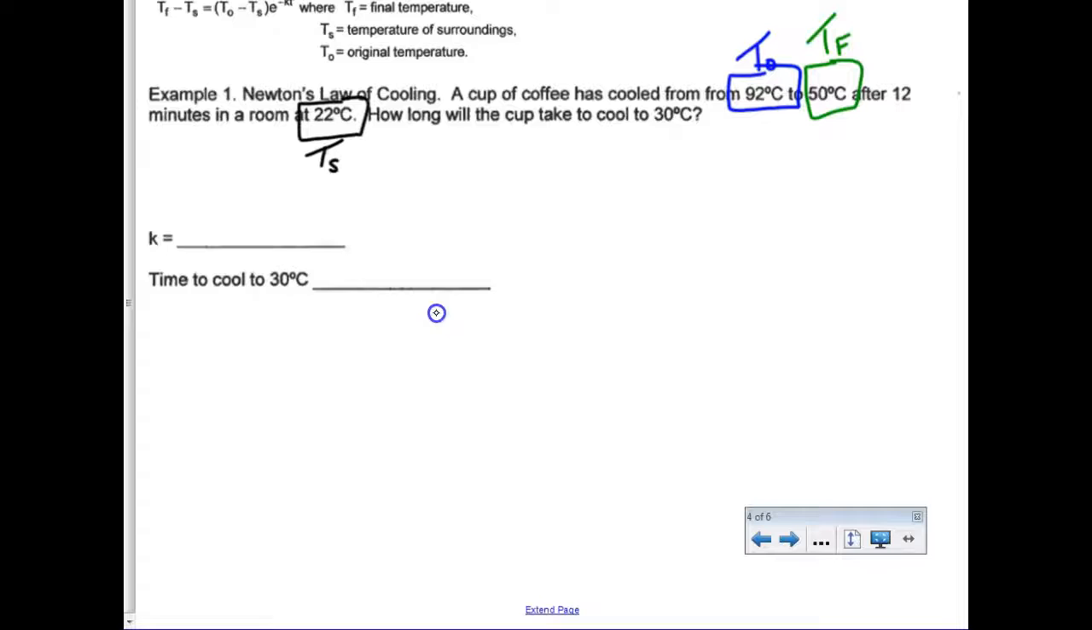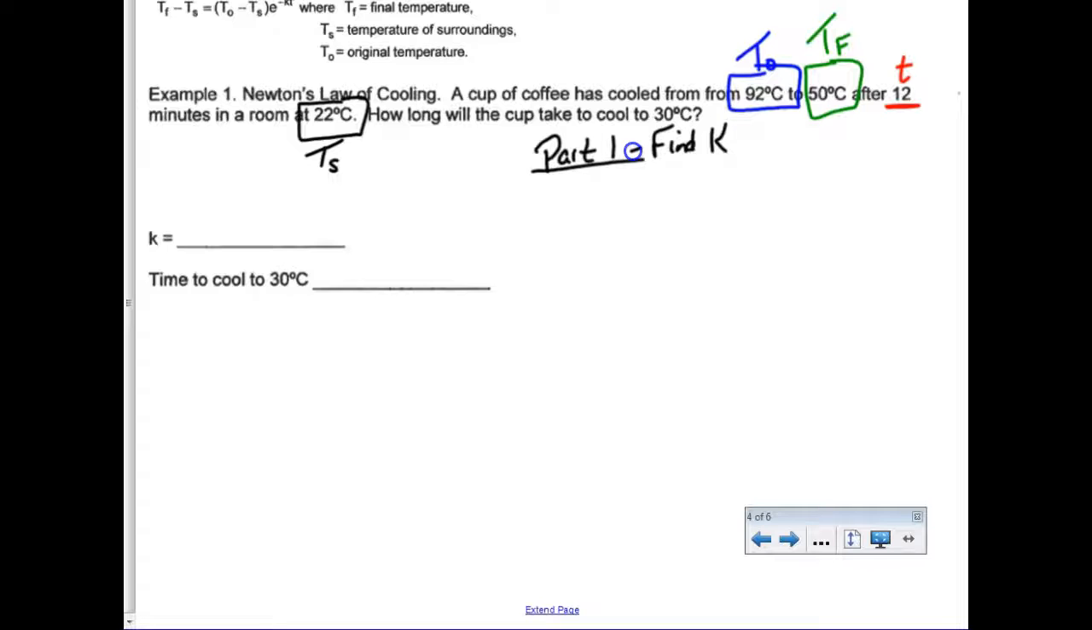Sometimes, again, you'll see T sub M instead of T sub S. And then there's another clue snuck in here, guys. It says it took 12 minutes for that to happen. So that's your little lowercase t that represents time. So for part 1 of our calculations, we're going to use all those clues and we're going to be able to find k.